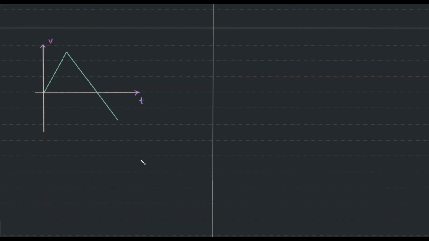Now the same graph, what is the difference over here? Yes, this is a velocity time graph. Can you tell where is the object taking a U-turn? Is it at T1? Is it at T2 or T3?